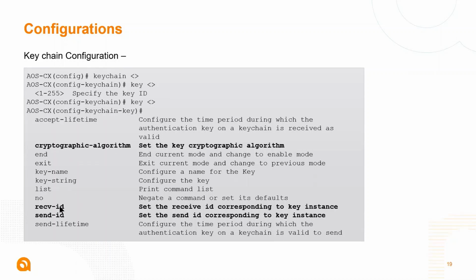And then we will have the receive ID and send ID. It will mention this receive ID corresponding to the key instance and then send ID corresponding to the key instance. And apart from that, for the keychain, we need to have the other configurations like key name and then the key string. And optionally, we can mention the send lifetime and accept lifetime. Those are the pre-existing CLI options already available in keychain.